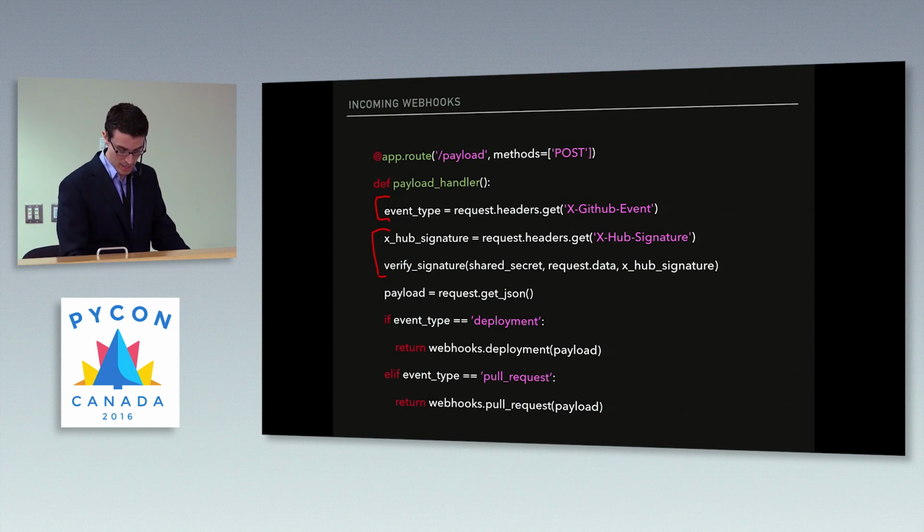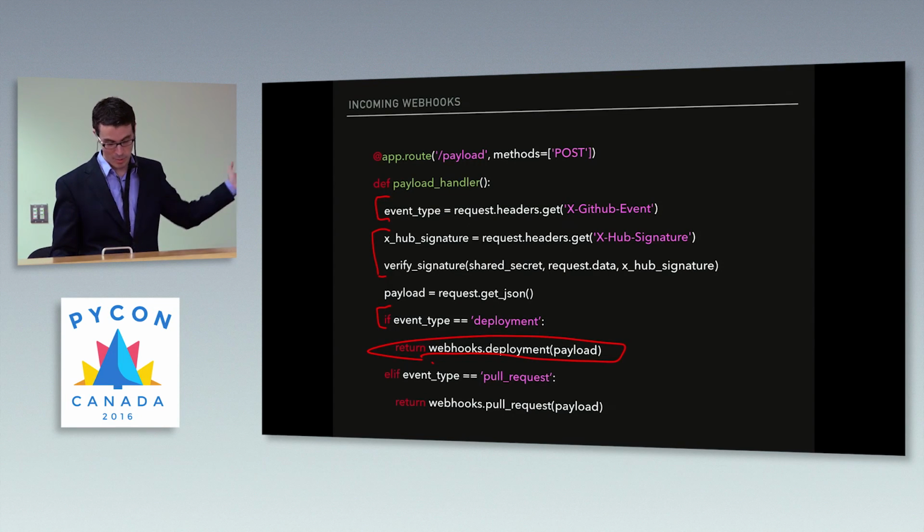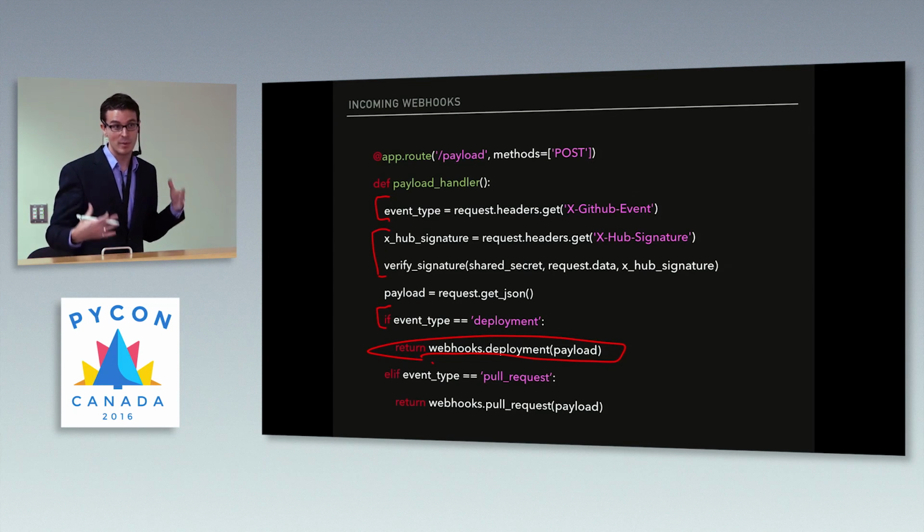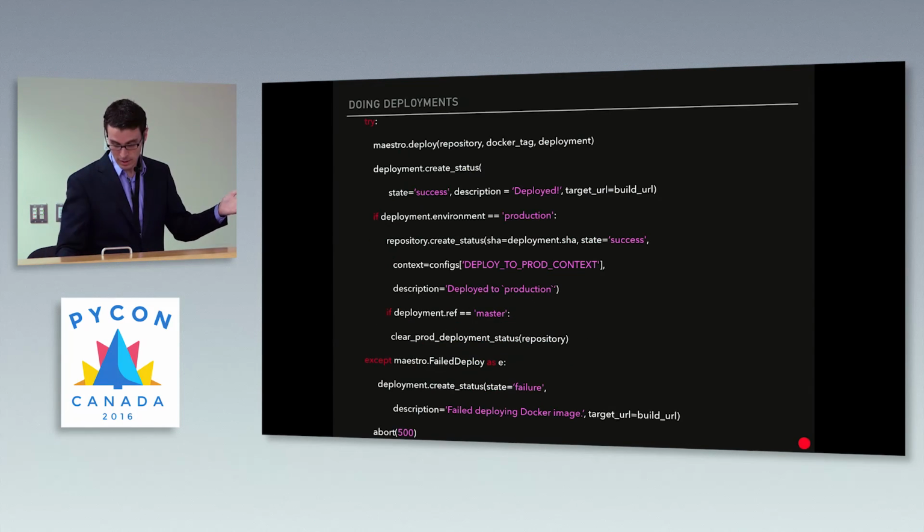And then it just says, if the event type was a deployment, let's call the function I wrote called webhooks.deployment, and we pass in that payload. So that's sort of it for receiving the webhooks from GitHub. We then have to go and act on it.